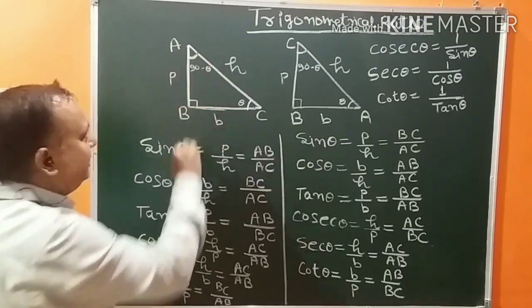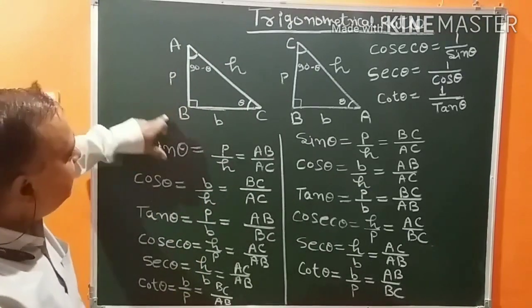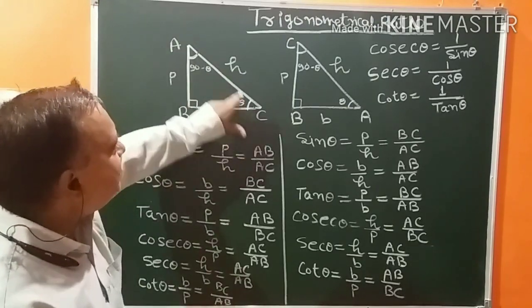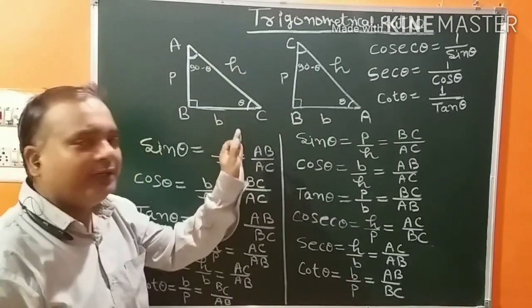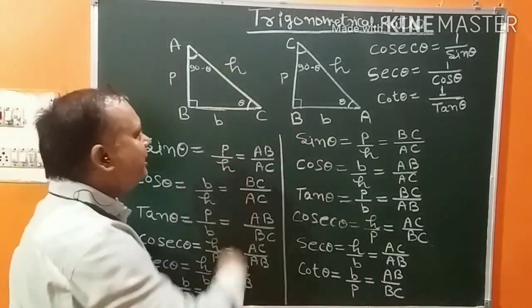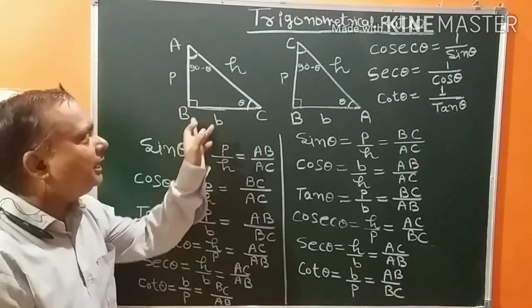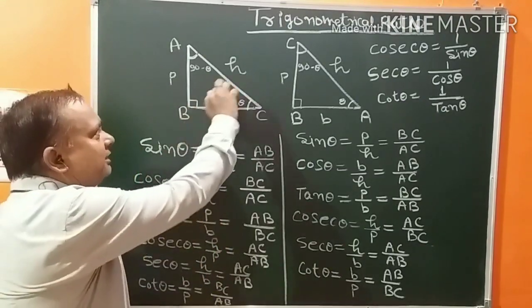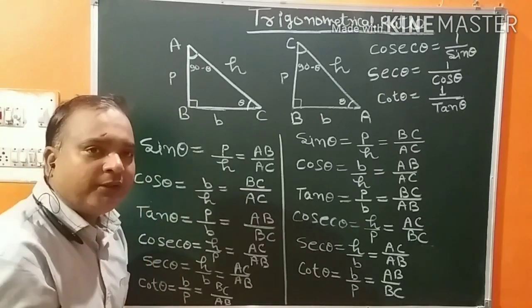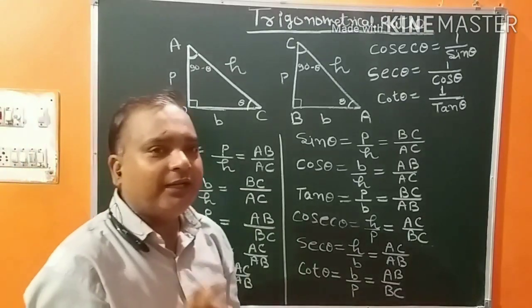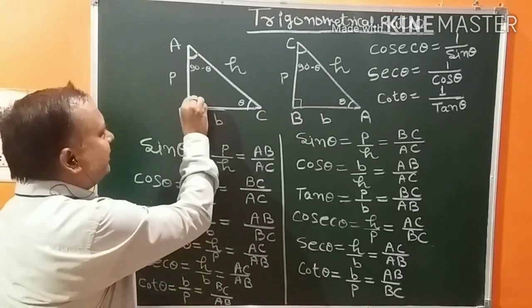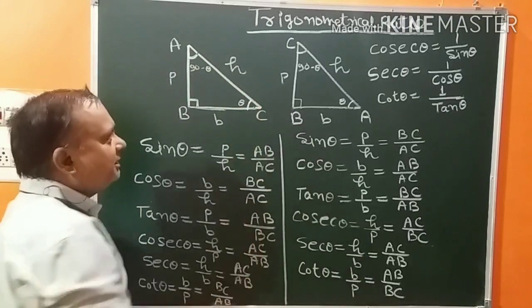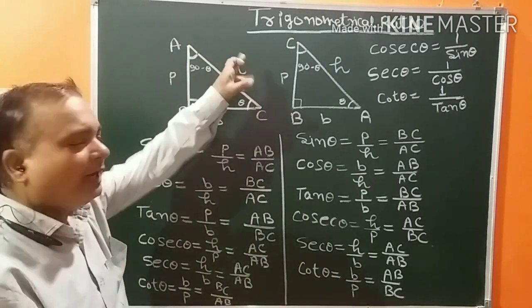Where AB is the perpendicular, BC is the base, and what is AC? AC is the hypotenuse in a right angle triangle, or simply we can say the side opposite to the right angle. I repeat, the side opposite to the right angle, that will be the hypotenuse, and the hypotenuse is the longest side in a right angle triangle. Here the right angle is at B. So what is the opposite side of angle B? That is AC. So AC will be the hypotenuse.